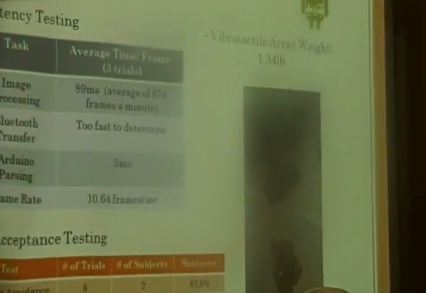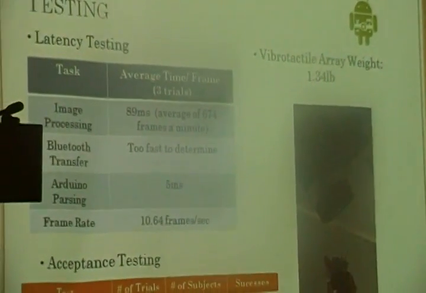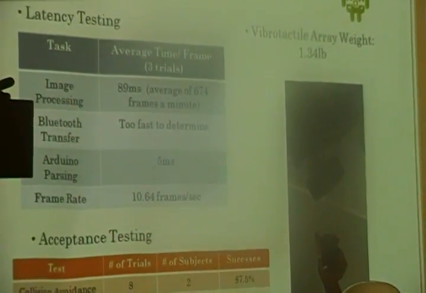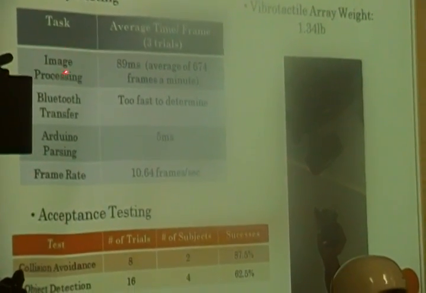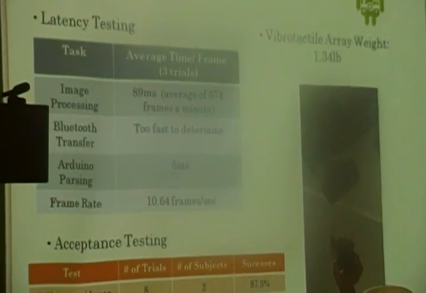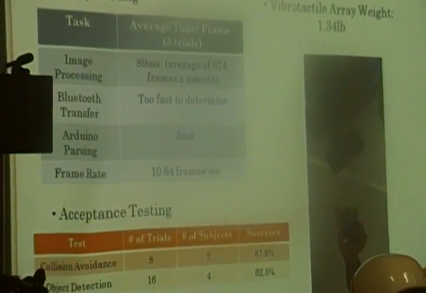We had 2 different tests: latency testing and acceptance testing. For latency testing, we had 3 trials. We want to see how fast the data can be sent. For image processing, we found that it took about 89 milliseconds to send a single frame.